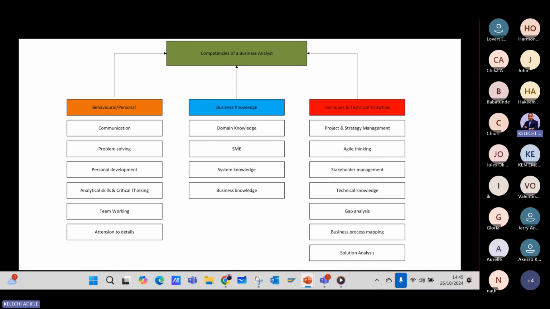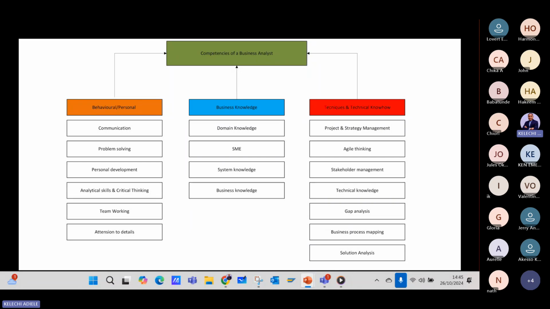For technical knowledge, you need to understand project and strategy management. You need to understand agile thinking. You need to be very good at stakeholder management. You need to have technical knowledge. You need to know how to do fit gap analysis from the as-is to the to-be. You need to know how to do process mapping. You need to know how to do solution analysis, a whole lot more, right? So this is what is expected of a BA. So you see, it's not an easy role.